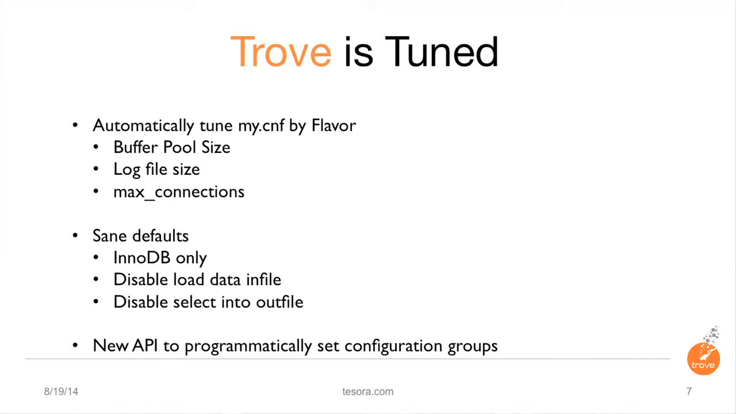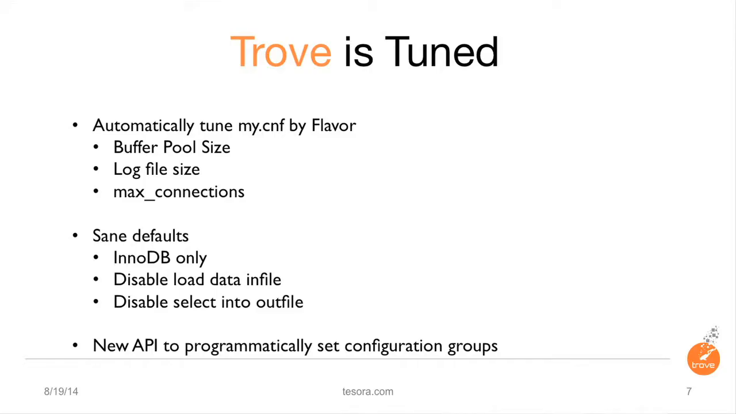Trove in OpenStack also gives you the benefit of being able to tune your database installation. Trove allows you to automatically tune your my.cnf MySQL configuration settings by flavor. So for example, if you're using a flavor size that has more memory, you can tune your buffer pool size and your max connections accordingly. And if you're restricted by memory, if you have really tiny instances, you can make sure that you have smaller caps on those. Trove has sane defaults, and you can configure the defaults to what's needed in your environment.